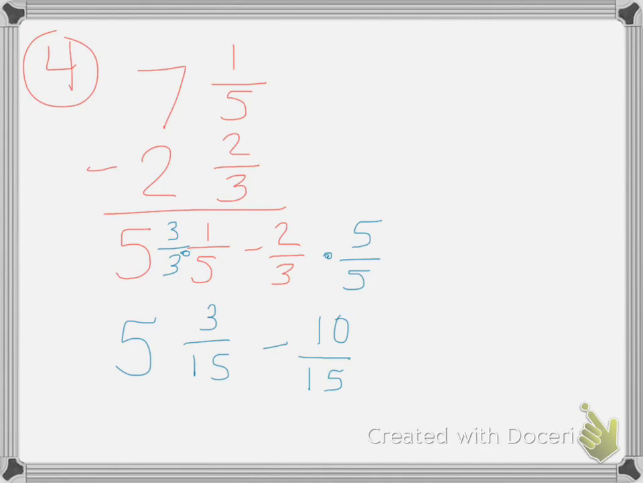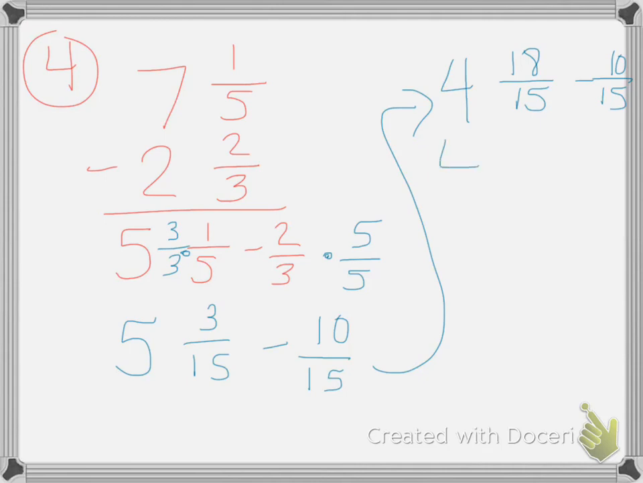Well, once again, we're stuck in this same boat of, if I don't borrow here, I'm going to end up with a negative, and that's not what I want to have happen. So I'm going to end up borrowing. So I'm going to change this to be a 4, 15 over 15, and so then this would be 18 over 15 minus 10 over 15, running out of room here. And so then I would have 4 8 over 15.